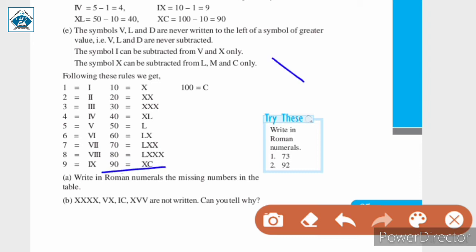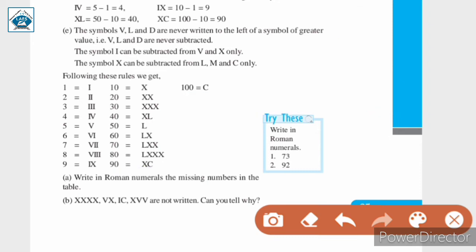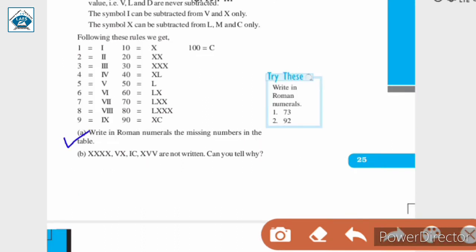For 90 we have XC, that is बड़े वैल्यू के लेफ्ट साइड में छोटी वैल्यू. तो क्या करेंगे, सब्ट्रैक्ट करेंगे. C किसको रिप्रेजेंट करता है, 100 को रिप्रेजेंट करता है. So XC will be equal to 100 minus 10, which is equal to 90. And as I told you before, C represents 100, and similarly we have other Roman numerals like D, which represents 500, and M, which represents 1000. Here we have a question.